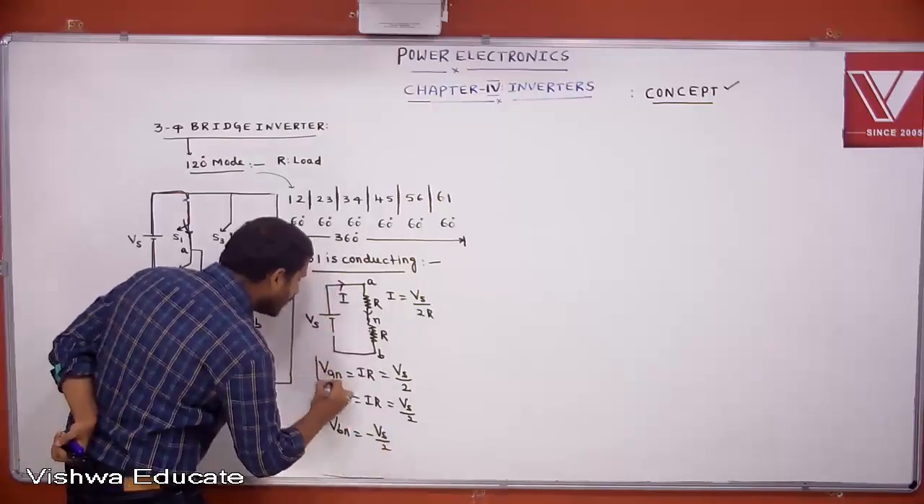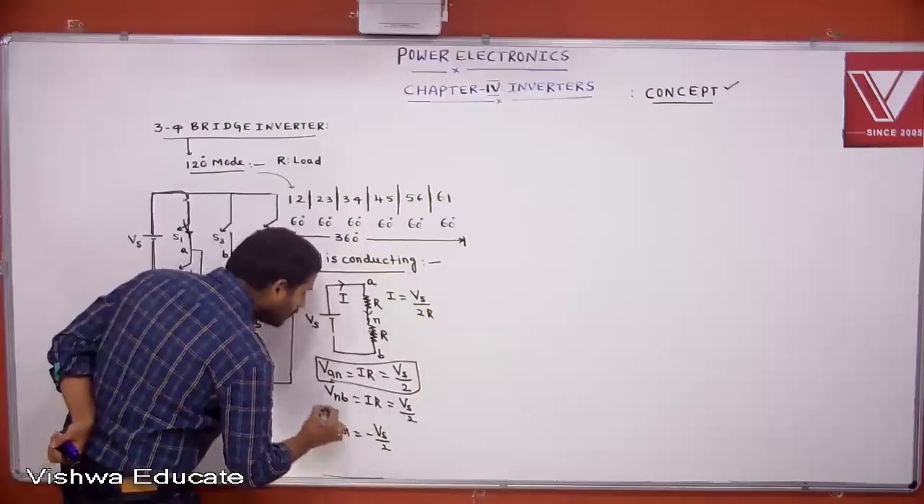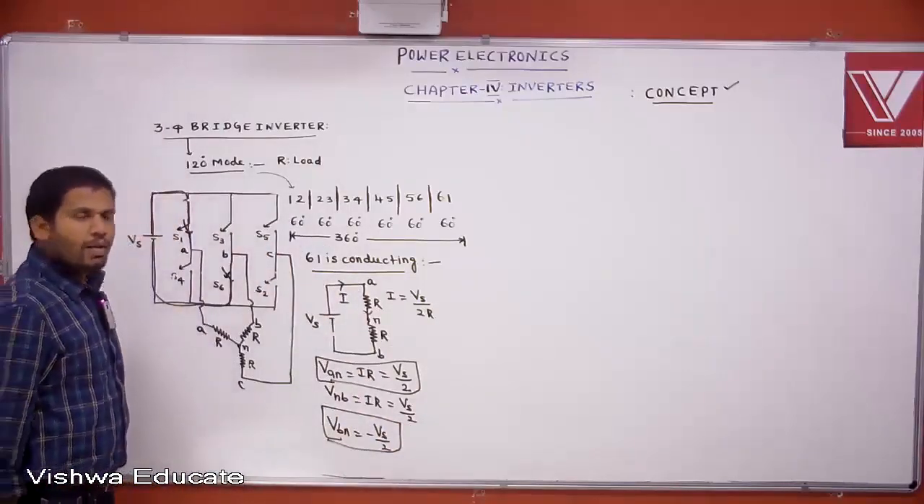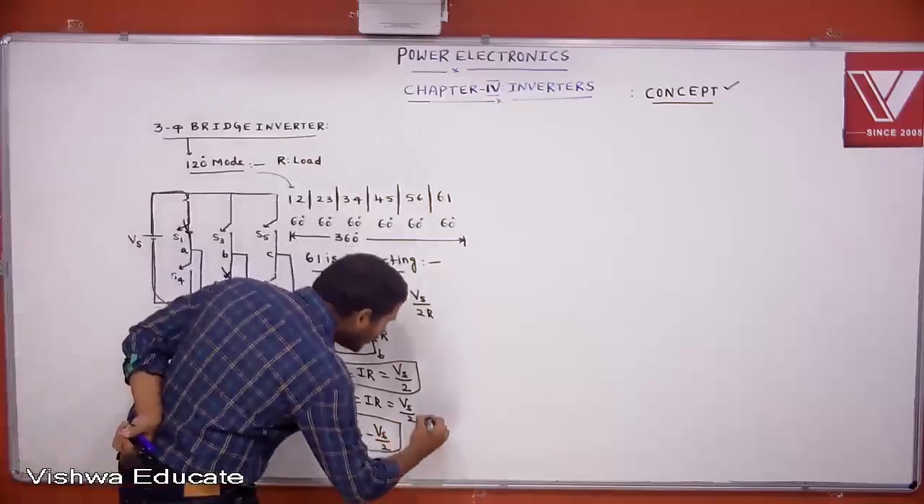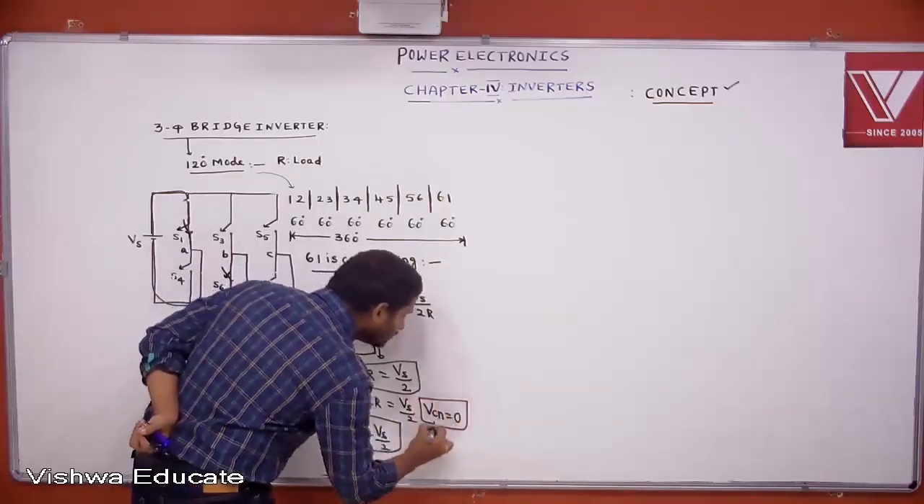That means if 6, 1 is conducting, A phase voltage is plus Vs by 2. B phase voltage is minus Vs by 2. But what about C phase voltage? No device is conducting in C phase now. Vcn equal to 0.